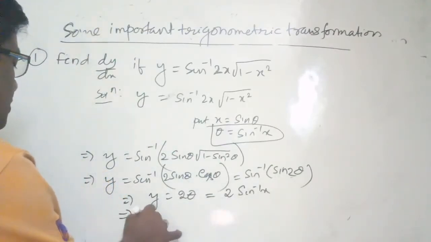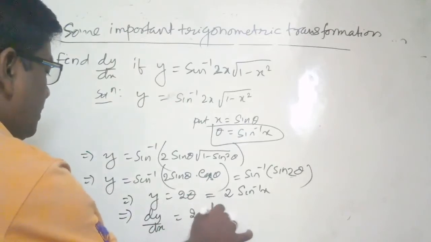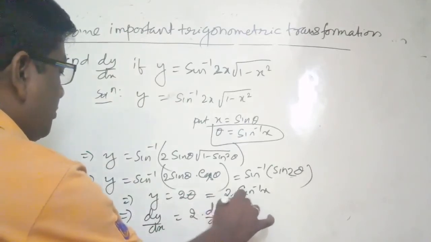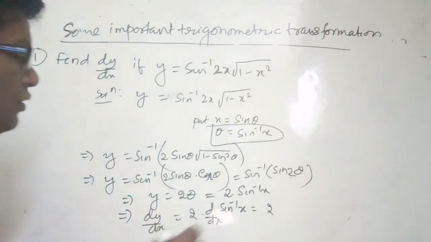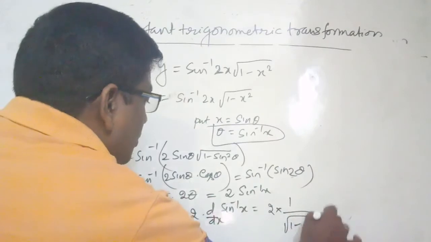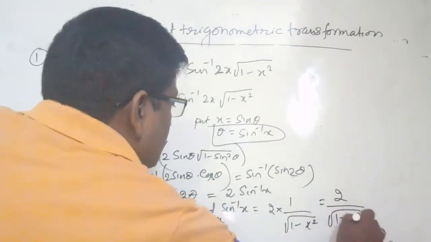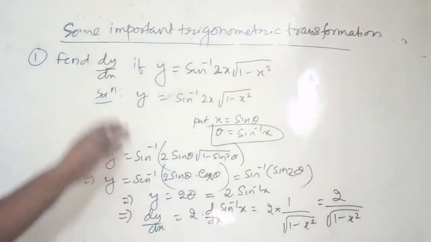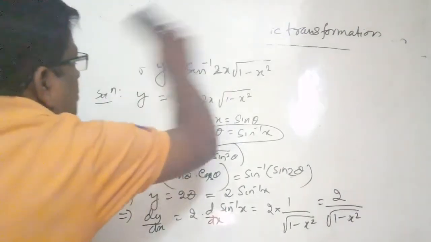That implies dy by dx is equal to 2, constant, into d by dx of sin inverse x. So 2 into what is the derivative of sin inverse x? 1 by root over 1 minus x square. So the final answer is 2 by root over 1 minus x square. This is the process to find the derivative using proper substitution. Okay. Now another question.